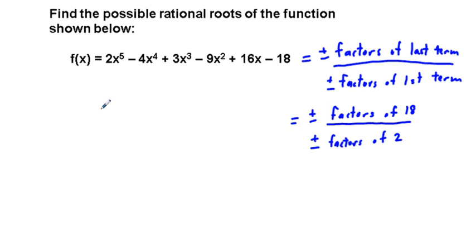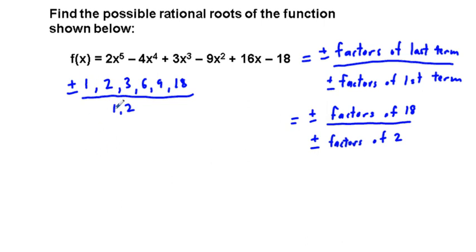The factors of 18, which is our first term, are going to be, I'll just start with, let's see, 1, 2, 3 is a factor, 4 is not, 5 is not, 6 is, and 9 is, and finally 18. So you have plus or minus these things here, and then the first term would be factors of 2, so we'll have 1 and 2. So you can just take these one at a time.